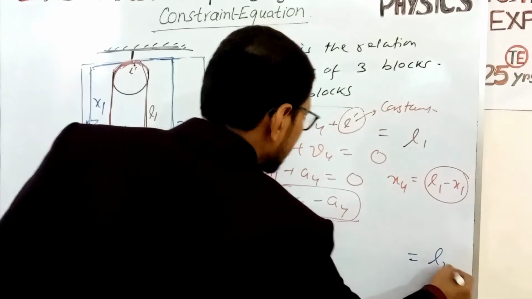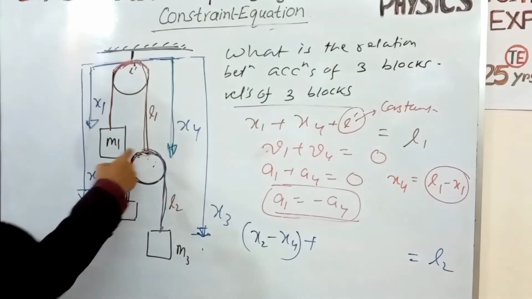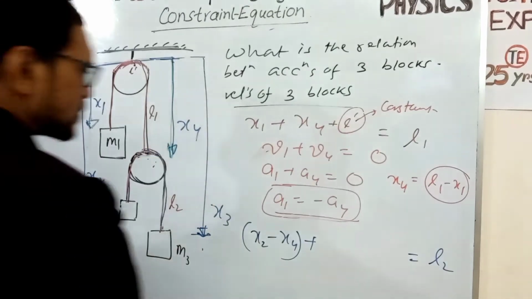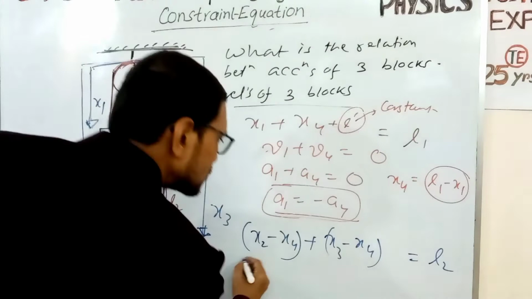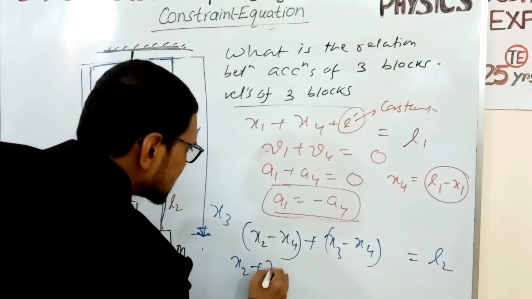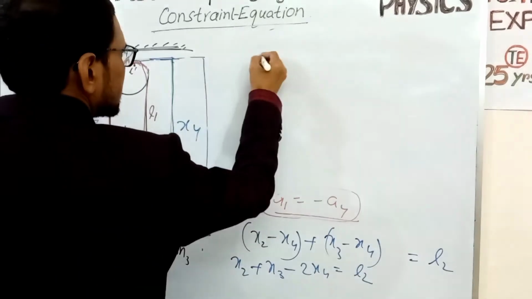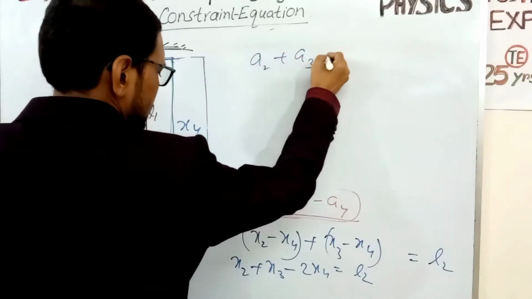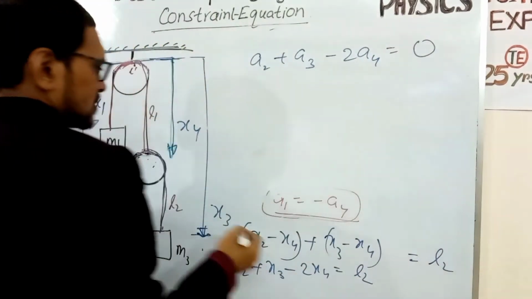That is, we calculate the length L2. L2 is this part. This part is x2 minus x4, and this part is x3 minus x4. So we get x2 plus x3 minus 2x4 equal to constant. Differentiate, then we get a2 plus a3 minus 2a4 equal to 0.